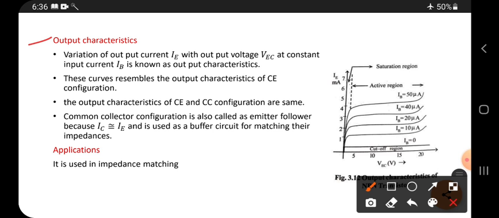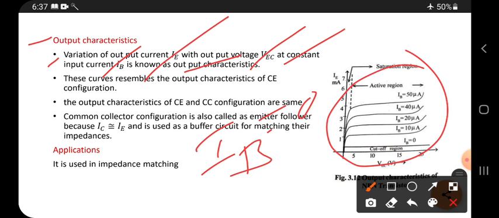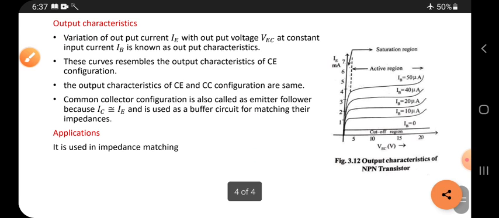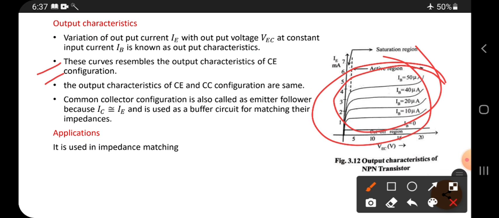Output characteristics. The variation of output current IE with output voltage VEC at constant input current IB is known as output characteristics. In output characteristics, we always keep the input current constant, change VEC, and note down IE at different VEC values. If you draw the graph, we get such a graph. These curves resemble the output characteristics of the CE configuration, which means they are similar to the CE configuration.